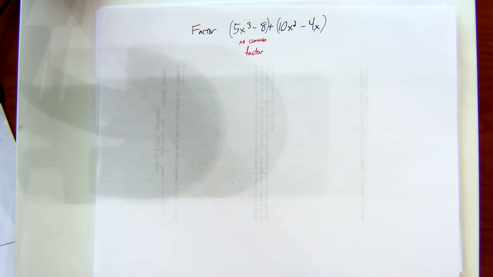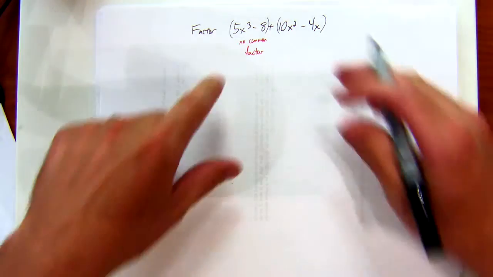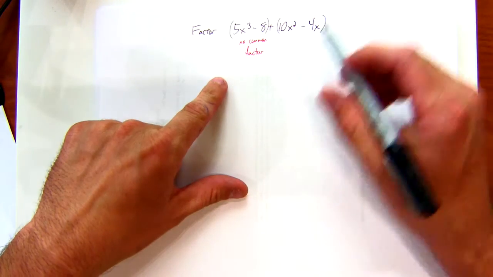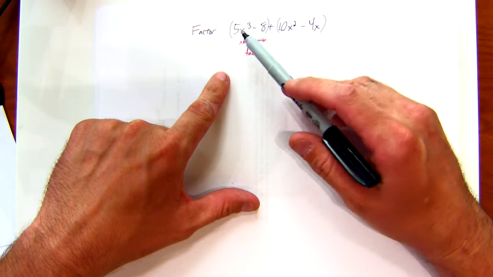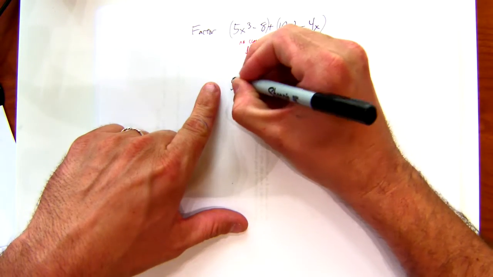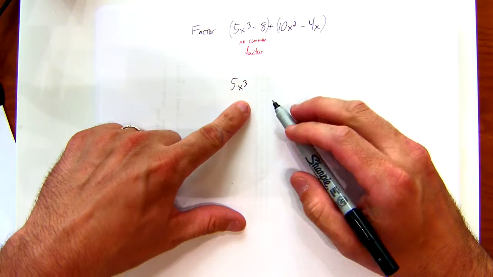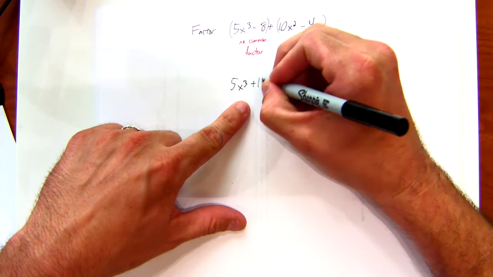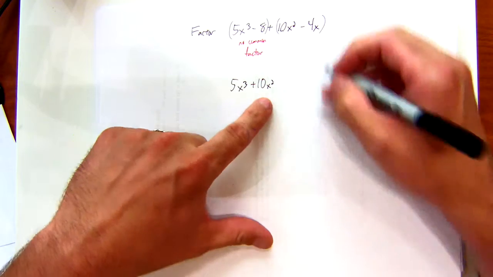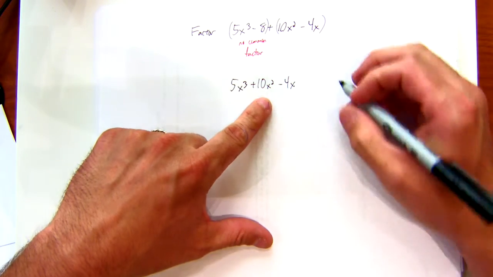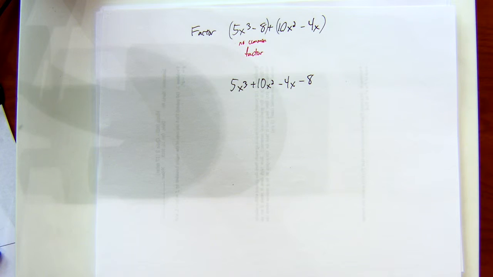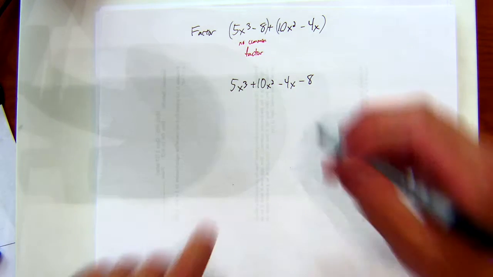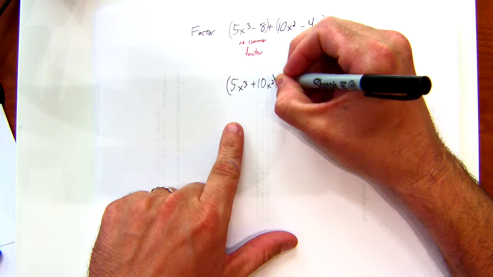We were talking about rearranging numbers earlier. Let's write this another way. Let's write this in descending order. What that means is write the highest degree terms first. So 5x cubed, then 10x squared, then a minus 4x, and now a minus 8. Now let's try to group it this way.